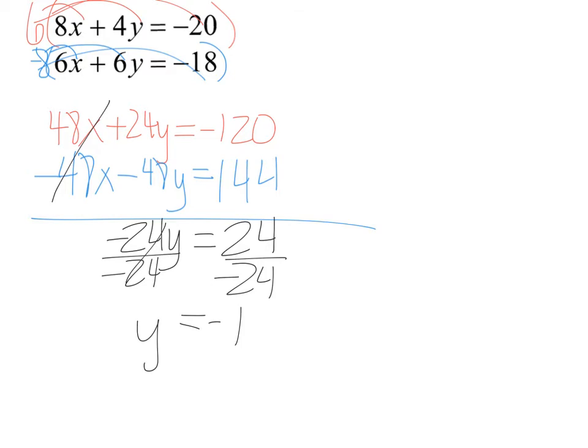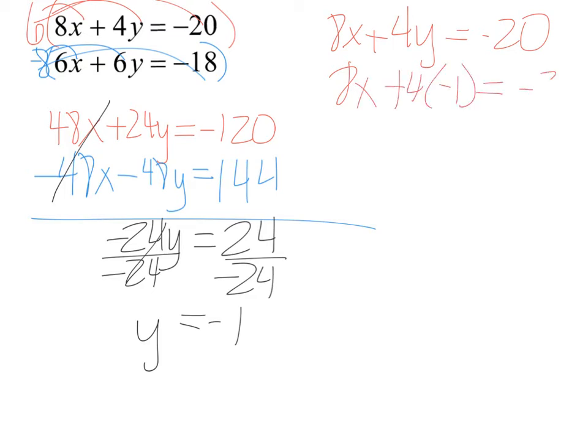After I have my first number, I just take it and I plug it in for either of my equations. Plugging it in for y. So I'm going to plug it into the first equation. So 8x plus 4 times negative 1 is equal to negative 20. So that's 8x minus 4 equals negative 20. I add 4 to both sides.